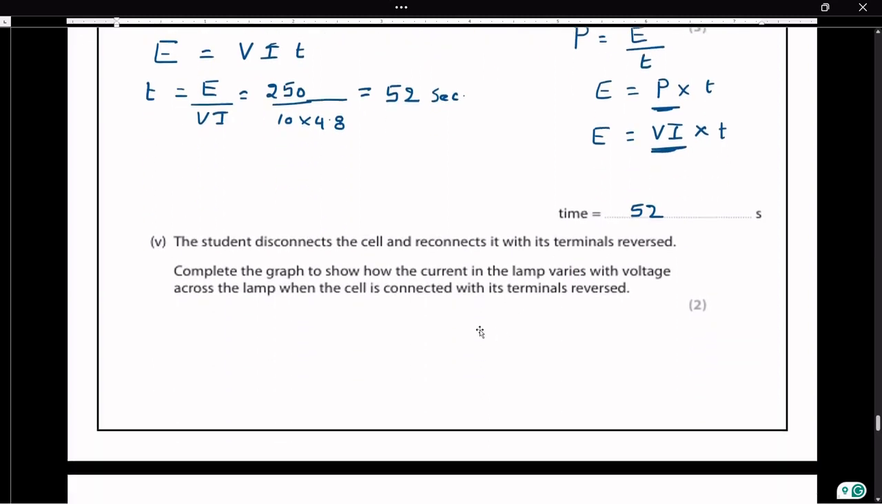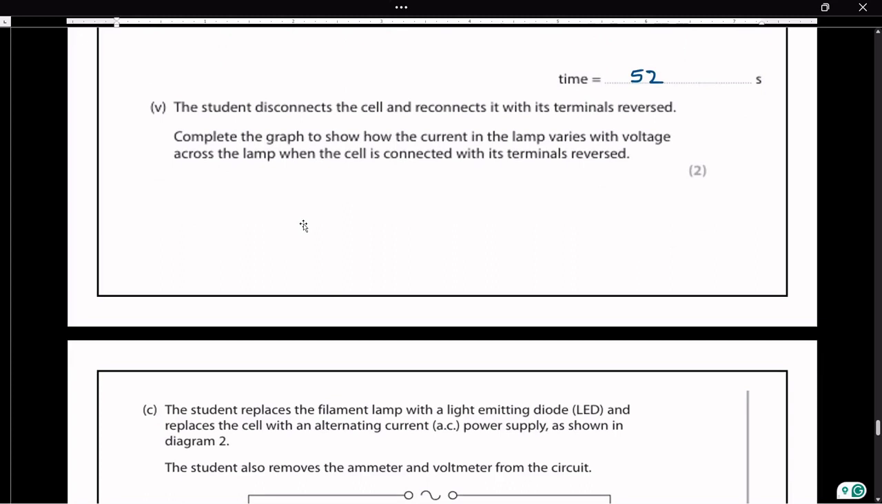Now the next part of the question: the student disconnects the cell and reconnects it with its terminals reversed. Complete the graph to show how the current in the lamp varies with the voltage across the lamp when the cell is connected with its terminals reversed.